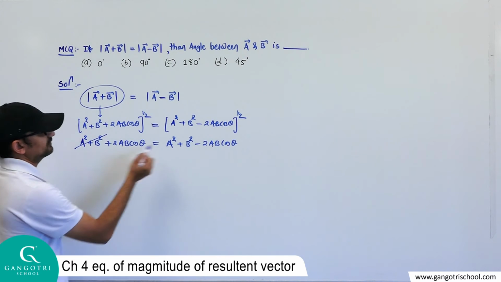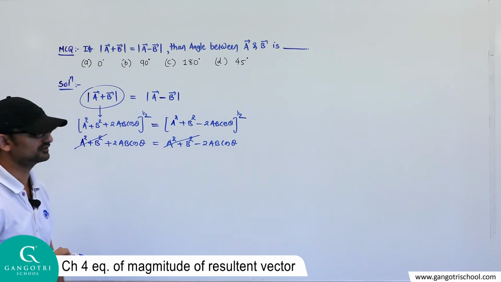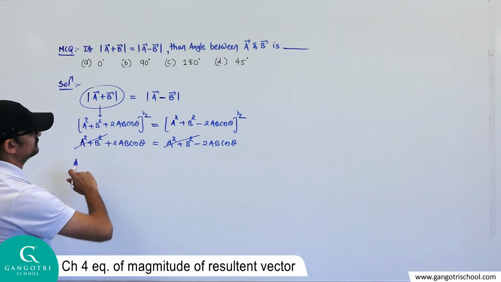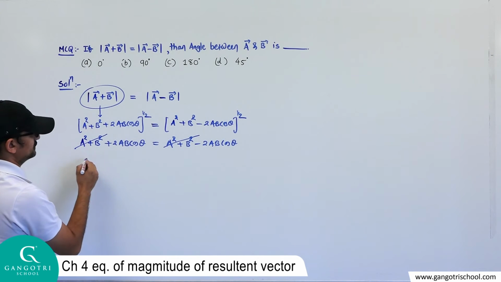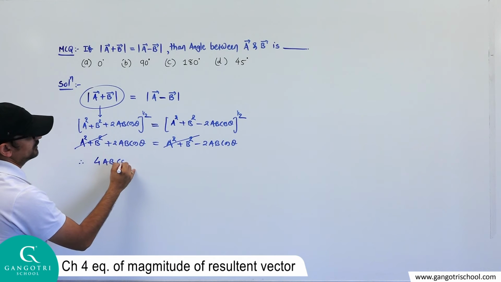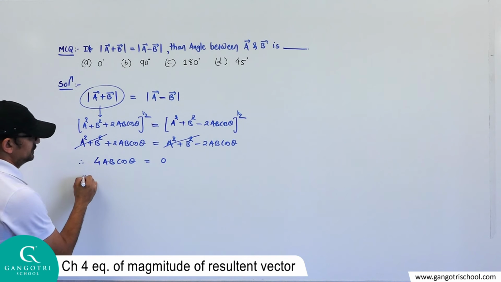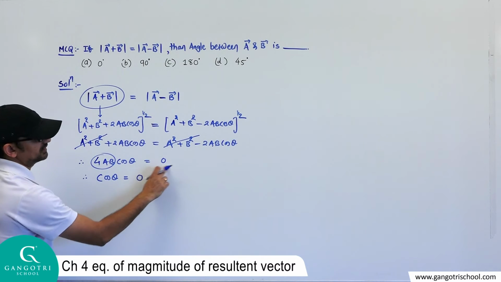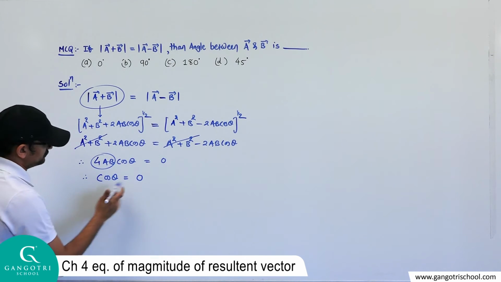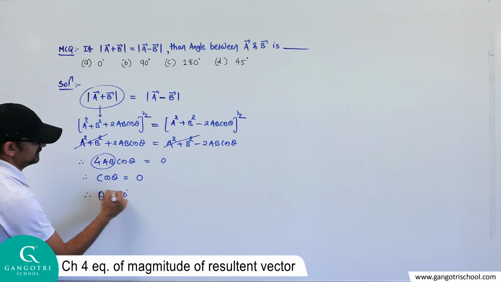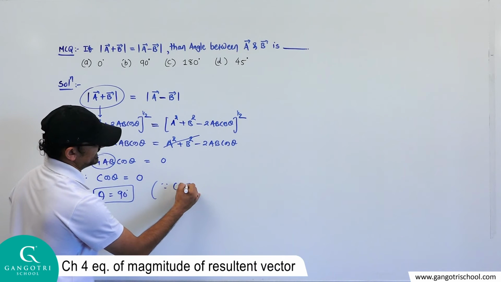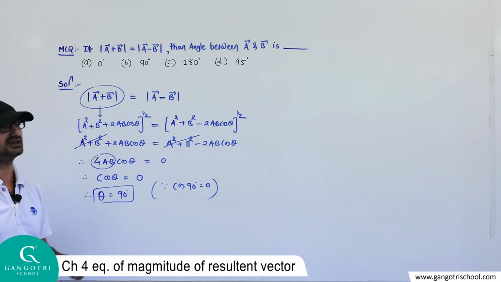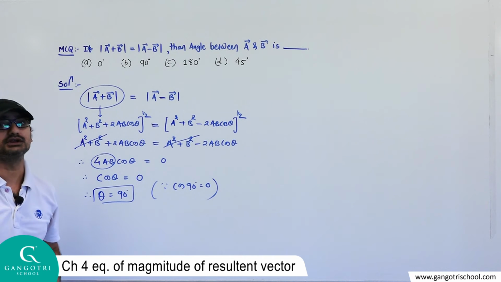Now here A square plus B square and A square plus B square are also cancelled from both sides. Taking minus 2AB cos theta to the left hand side, it becomes plus 2AB cos theta. 2AB cos theta plus 2AB cos theta means 4AB cos theta is equal to 0. It means that cos theta is equal to 0, because if you take 4AB to the denominator, it is 0 upon 4AB, which is 0. So cos theta is 0, dear student, and theta is equal to 90, because you should know that cos 90 has the value 0. If cos theta is 0, then theta equals 90. It means that these two vectors A and B should be perpendicular to each other.